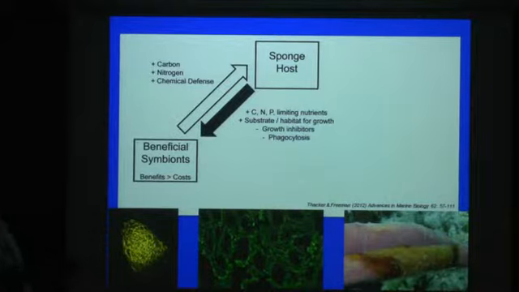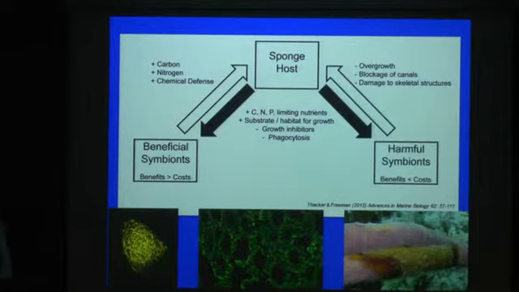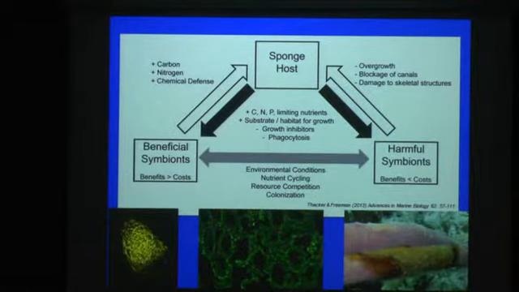We know that there could be some growth inhibitors going on. Some sponges do make growth inhibitors, or they could just eat these things by phagocytosis, right? We also know that some of these symbionts are harmful. They can overgrow the sponge, block the canals. We've even seen damage to different skeletal structures in the sponge because of these symbionts. But we want to know, can all these things change based on environmental conditions or different amounts of nutrient cycling in an area or competition for resources or being colonized by some other symbiont, right? So that's kind of our model right now of how we're trying to investigate all of these interactions.